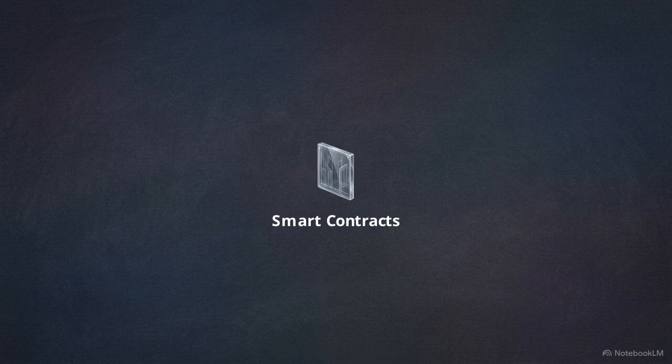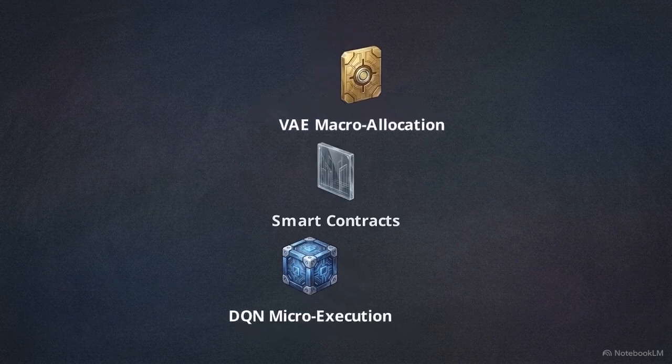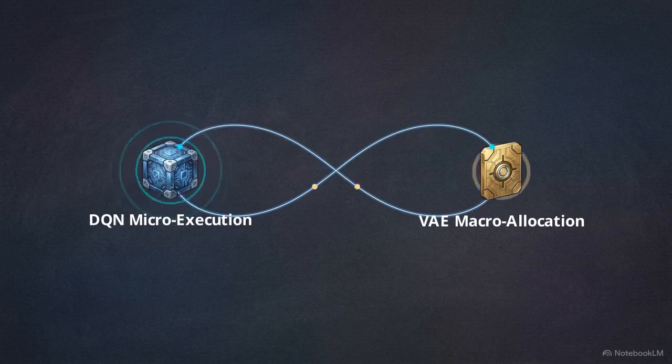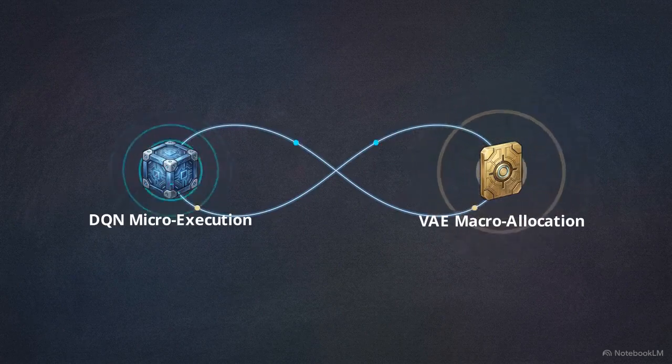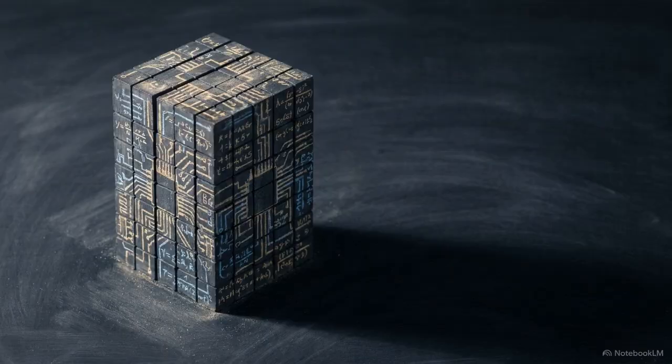Assuming normal market conditions, we can see the ideal smart money DeFi stack. The composable smart contracts are governed by an active DQN micro-execution layer on the bottom and a VAE macro allocation layer on top. They form a strict symbiotic relationship. The DQN manages the micro-execution of arbitrage, while the VAE dictates the macro allocation of the broader portfolio. A converged AI stack represents the current pinnacle of DeFi asset management.